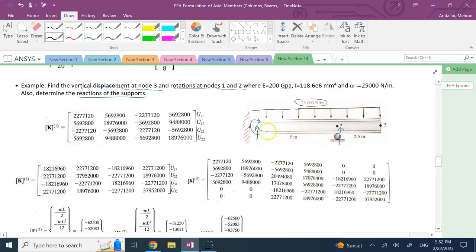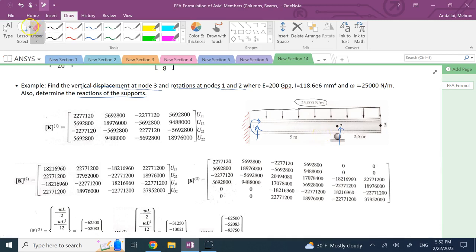One is the sum of Fy equals 0, one is the sum of moments about, let's say, point 1 equals 0. So this beam is clearly statically indeterminate. But remember, I told you that FEA can solve statically indeterminate problems and find the reactions for them. So let's go ahead and see how.